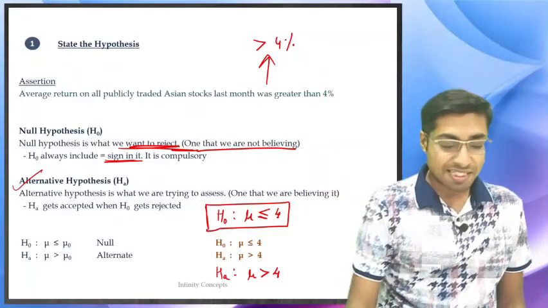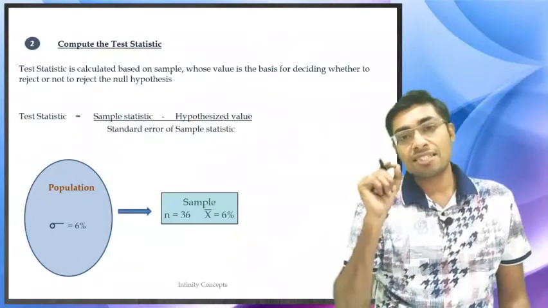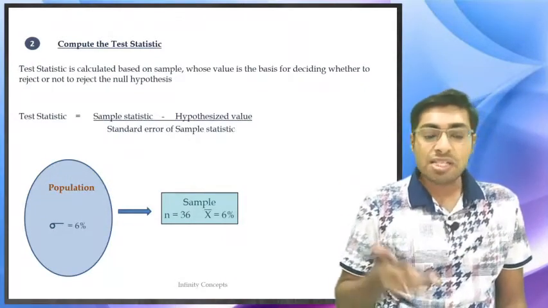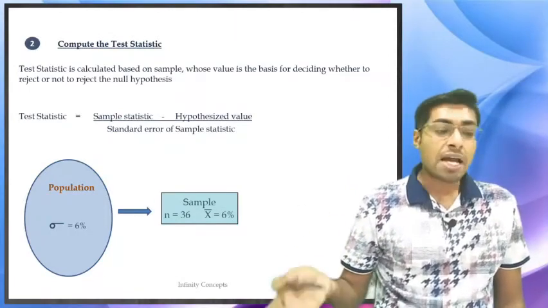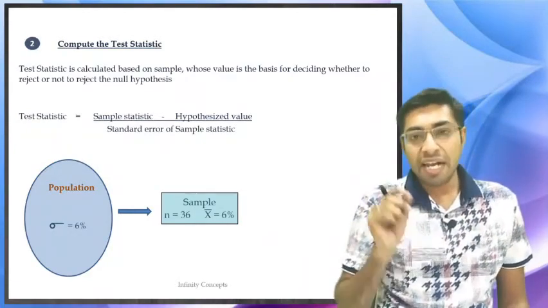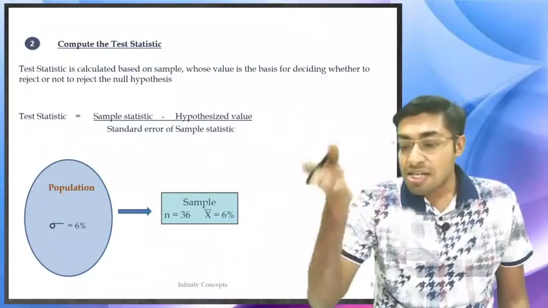Let us go to the second step. The second step is computing the test statistic. Now what is it? The test statistic is based on the sample, and its value is the basis for deciding whether to reject or not to reject the null hypothesis. So the test statistic is something that you will be calculating based on the sample that you have collected.